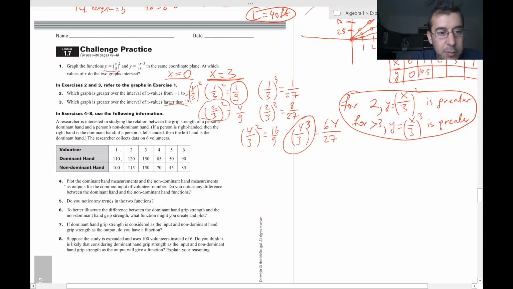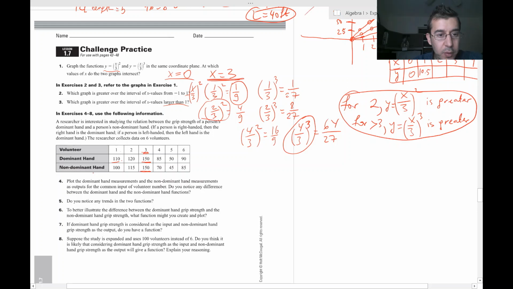Number 4, the question is plot the dominant hand measurements and the non-dominant hand measurements as outputs for the common input of volunteer number. Do you notice any difference between the dominant hand and the non-dominant hand functions? So if you plot this on a graph, you'll notice that the dominant hand is either larger or, for volunteer number 3, equal. So the dominant hand would be either larger or equal to the non-dominant hand, the strength of it. So that's the answer for number 4.